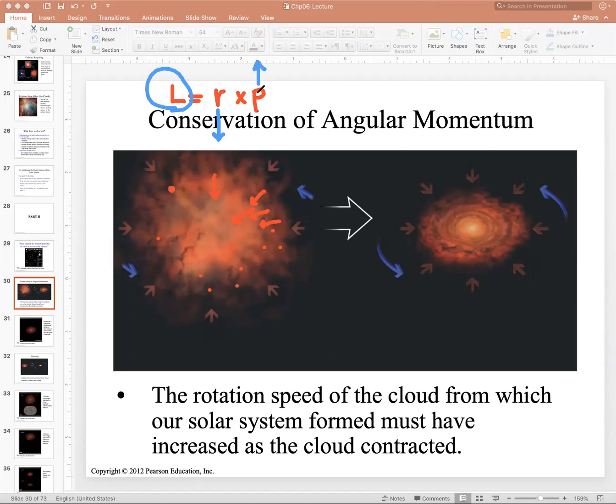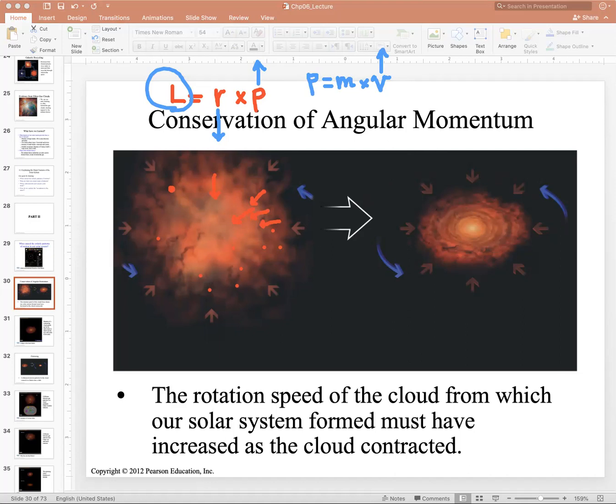Okay, so what was P? P was regular momentum, if you remember, which was mass times velocity, right? So if I want P to go up, the convenient way of increasing P is to increase the velocity of it, right? So that's why the disk, as it was shrinking, it started to move. And so it started to move actually pretty fast.